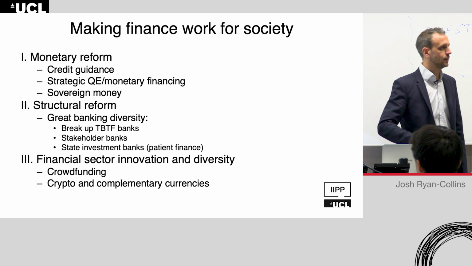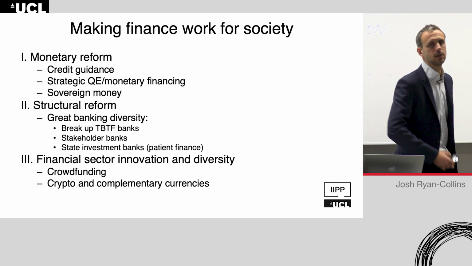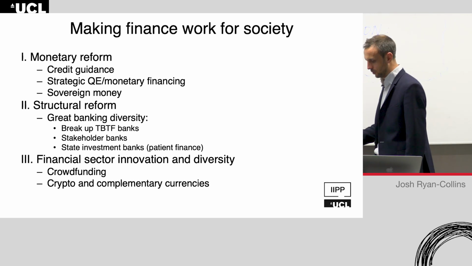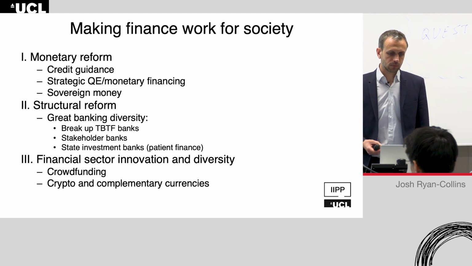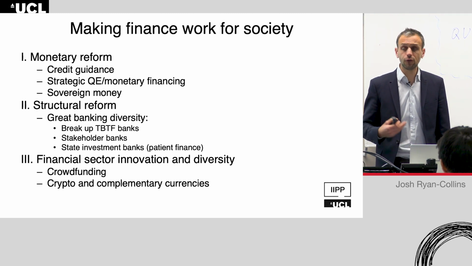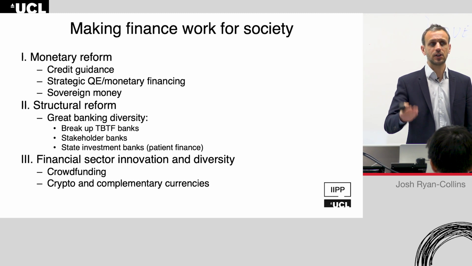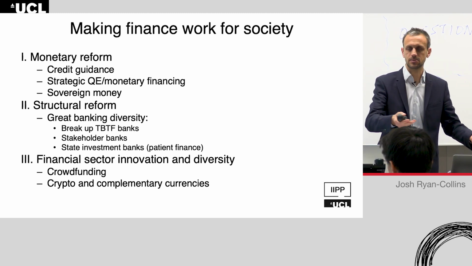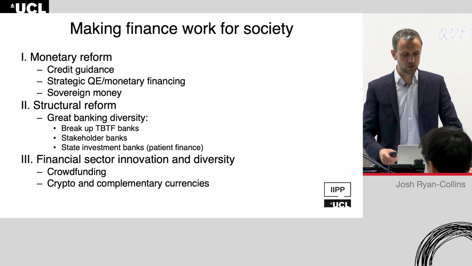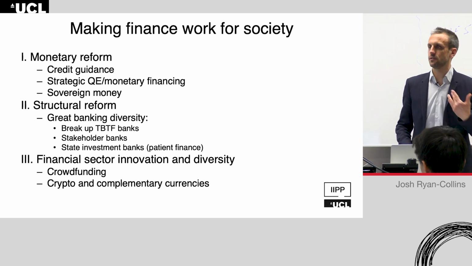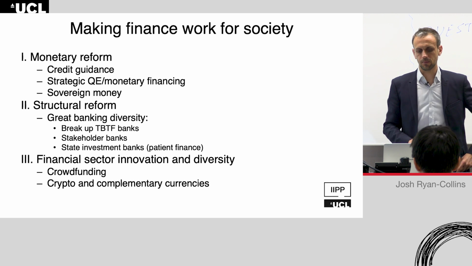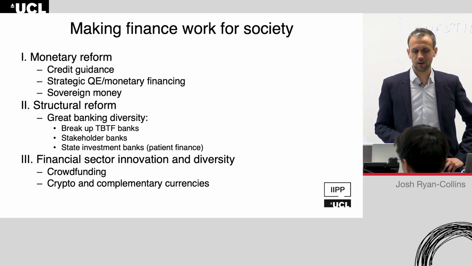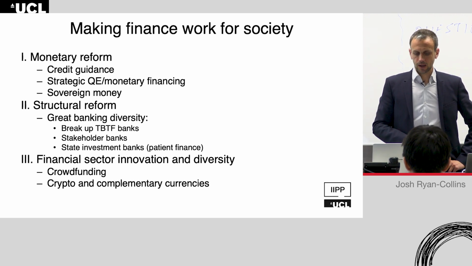Use QE more effectively. Use QE to actually support building new houses or support the green energy transition. For example, by financing state investment banks that actually are dedicated to these particular sectors, the Green Investment Bank, the Business Bank. We have these structures already in this country, but there's insufficient finance because government is not perceived to have enough money to support them.